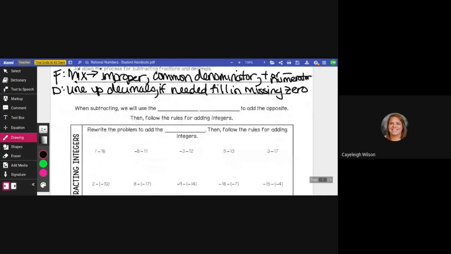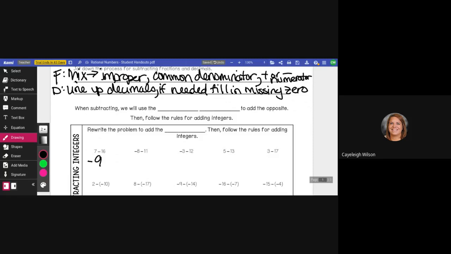All right, so this first little group here, we're just going to review subtracting our integers. So 7 minus 16. So this is positive 7. This is negative 16. So 7 and negative 16, they're different signs. And if they're different signs, we subtract. So 16 minus 7 is 9. 16 is bigger. It's negative. So it's negative 9.